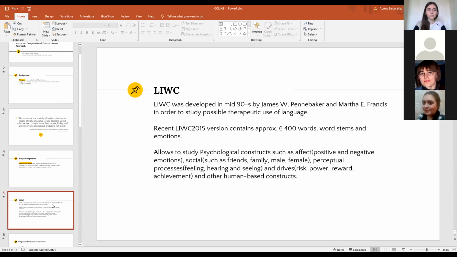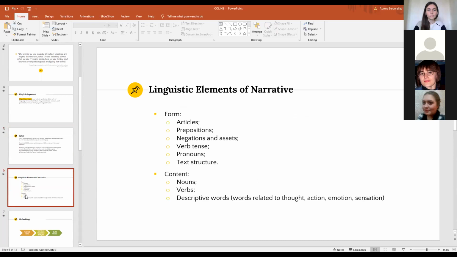And one of the prominent works in this field was made by Pennebaker. It's Linguistic Inquiry and Word Count. According to Pennebaker, linguistic characteristics are elements of language that relate both to form and context of the text. Form or style refers to clauses, articles, prepositions, negations, and accents used in the text, and the structure of the text as well, while the context is presented using words to describe emotions, thoughts, actions, or sensations.